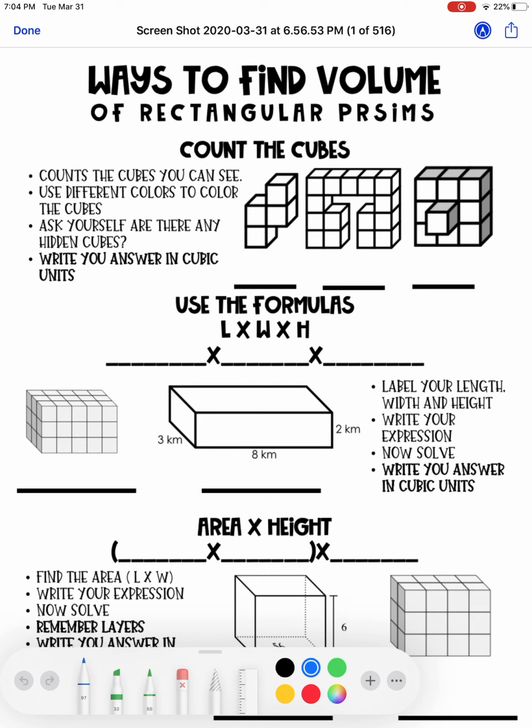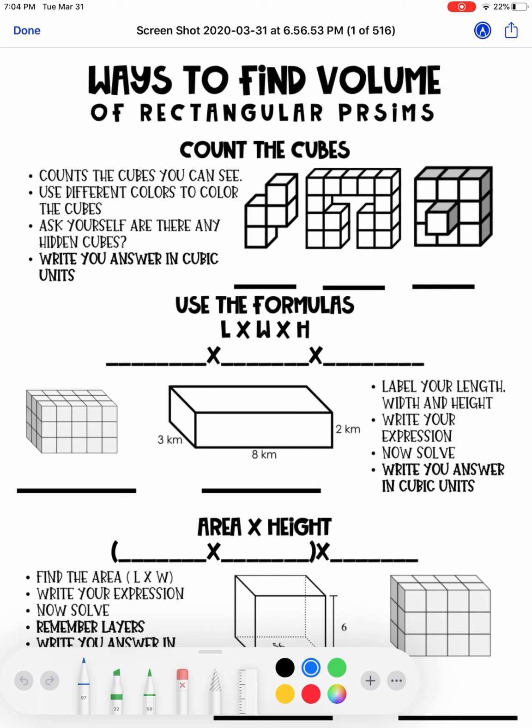So in 5th grade, we only work with rectangular prisms, so everything we're going to see is going to be a rectangle or a square. Next year, you will get into other shapes and other prisms. So we're going to look at 3 different ways to find volume. The first way is going to be count the cubes. So we have 3 models here we're going to look at and count the cubes.